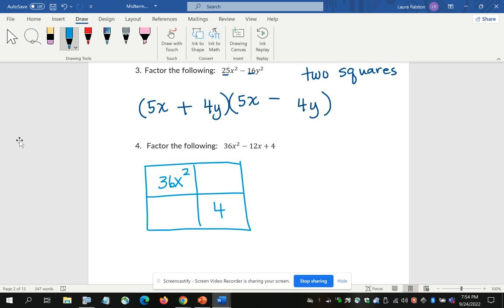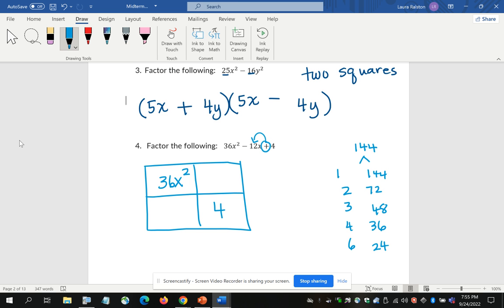36 times 4, I believe, is 144. It is. And so then I've got to find the pair that will add to 12. So 144, let's see, I could do 1 and 144, 2 and 72, 3 and 48, 4 and 36, 6 and 24.